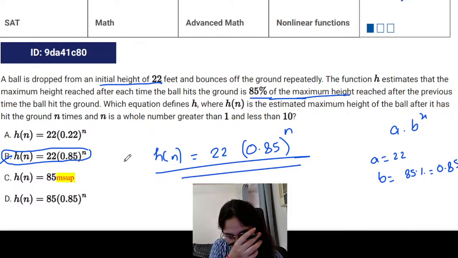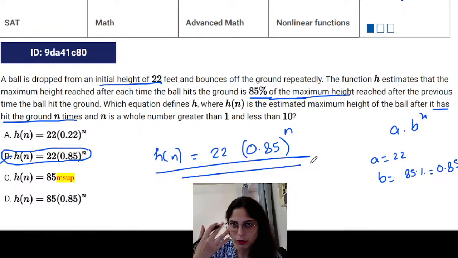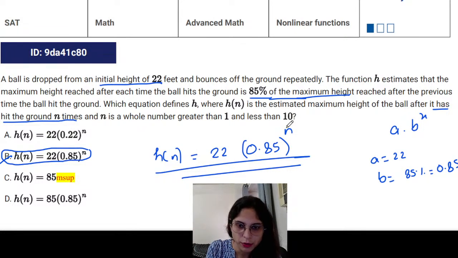Because n is a whole number greater than 1 and less than 10. And what is n? The maximum height of the ball after it has hit the ground n times. So when the value of n is 0, that means it hasn't hit the ground even once, then the height is 22. And after it has hit the ground, the maximum height will be 22 times 0.85 and so forth. I hope this is clear.